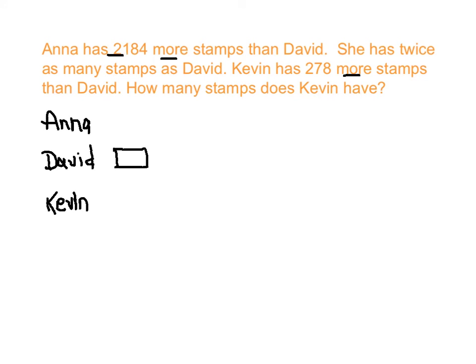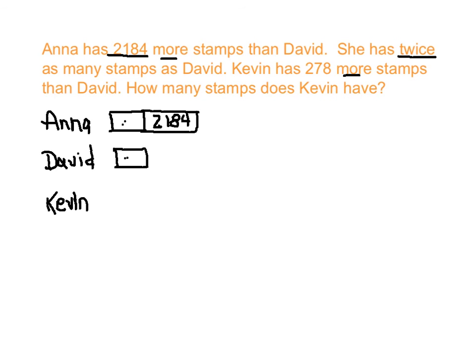Anna has 2,184 more stamps than David. So Anna has the same amount as David has. And she has 2,184 more. Now, when I look at that sentence, it says she has twice as many stamps as David. So if David has this amount, then Anna has twice as many. So that means that there's 2,184 in each one of those boxes.